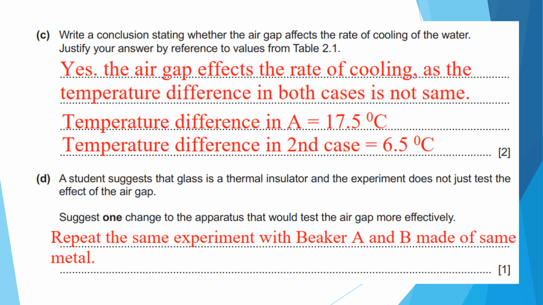Then D part. A student suggests that glass is a thermal insulator and the experiment does not just test the effect of the air gap. Suggest one change to the apparatus that would test the air gap more effectively. So instead of glass, we can write any other material which is a good conductor. So repeat the same experiment with beaker A and beaker A in beaker B, first case and second case, made of the same metals.